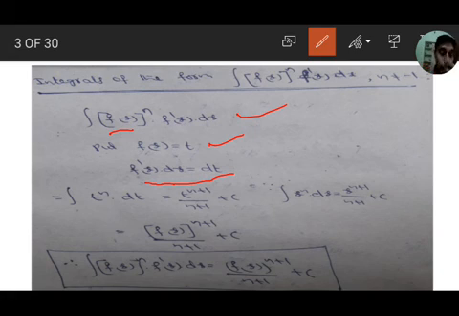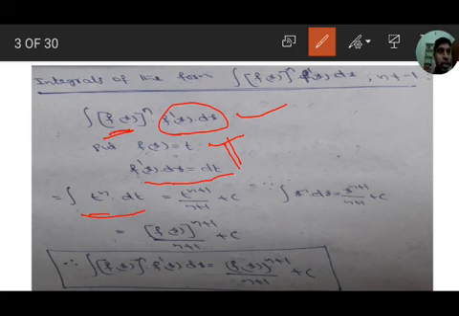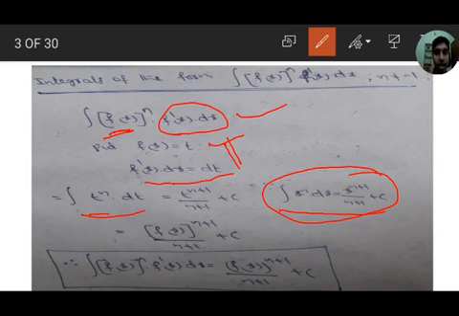So by substitution, f of x equal to t and f dash x dx equal to dt. With these two values, f of x whole to the power of n means t to the power of n, and f dash x dx means dt, so we get t to the power of n dt. Therefore, we have the formula integration x to the power of n dx equal to x to the power of n plus 1 by n plus 1 plus c. Here instead of x it is variable t, therefore t to the power of n plus 1 by n plus 1 plus c. What is t? f of x.